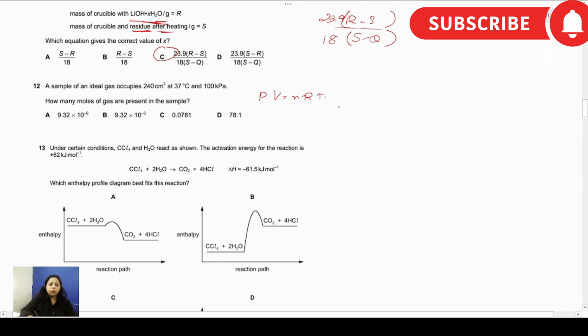P is 100 kilopascal, so it would be 100 times 10 raised to power 3, or 100 with three more zeros. Then we have the volume, which is 240 cubic centimeter. If we want to convert it, it would be divided by this one. And if we want to calculate the lesser volume, we divide it with a different value.